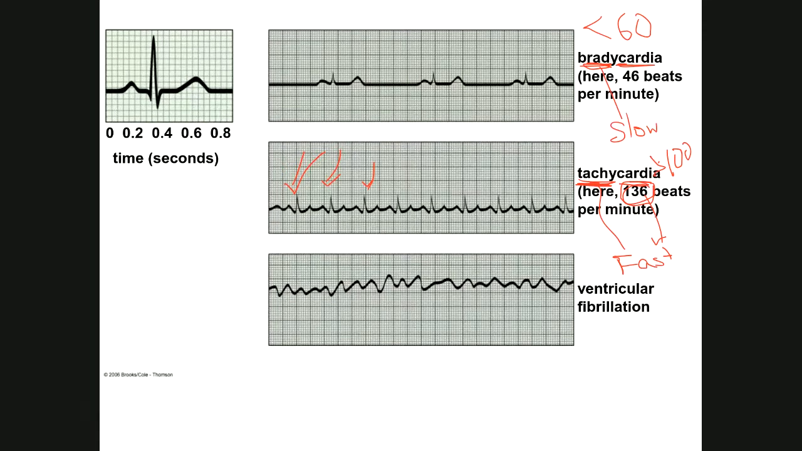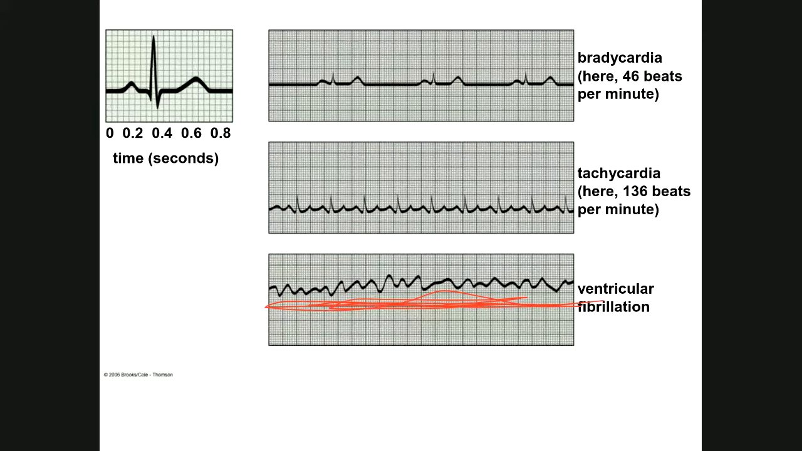But let's look at this last one down here. Can you see the ECG? Can anybody see a P or a QRS or a T? No, there isn't any. That's because the heart is not pumping the way it's supposed to. When you have something like this, it's like all the different parts of the heart are beating individually. It's not beating the way it's supposed to. Remember, it's supposed to be top down, bottom up, top down, bottom up. But this is happening like here, and then here, and then here, and then here.